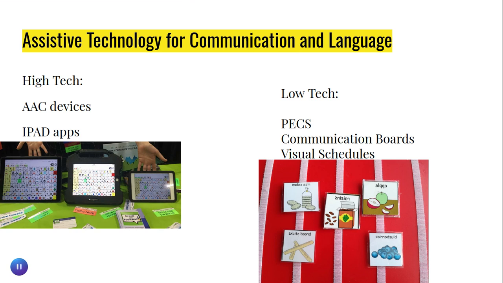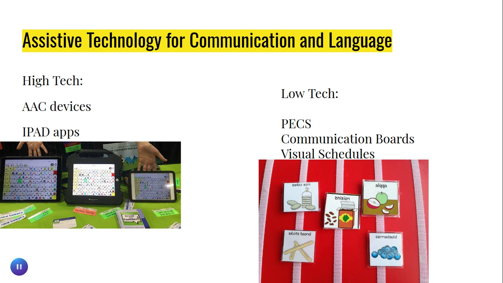So when we talk about assistive technology, there are lots of different reasons why students would use assistive technology in the classroom or outside of the classroom. For the purposes of this presentation, I'm going to be talking about communication and language, academics and cognitive development, and then also transition and self-help skills. So the first area that I'm going to talk about is communication and language.